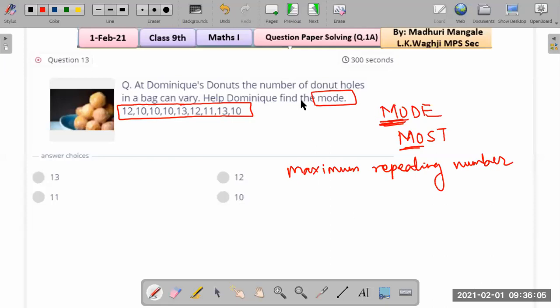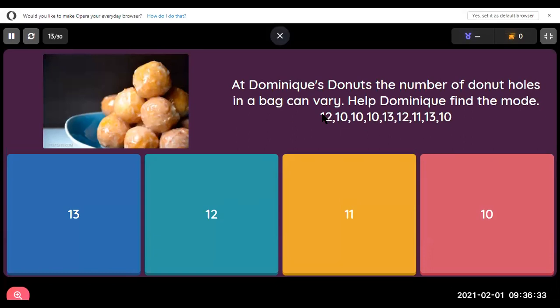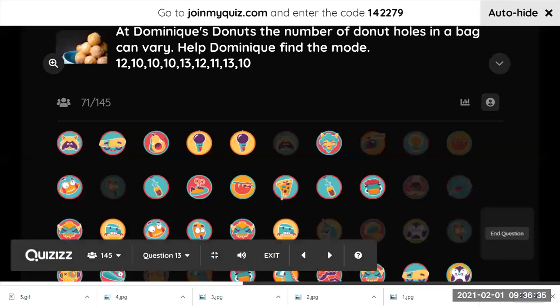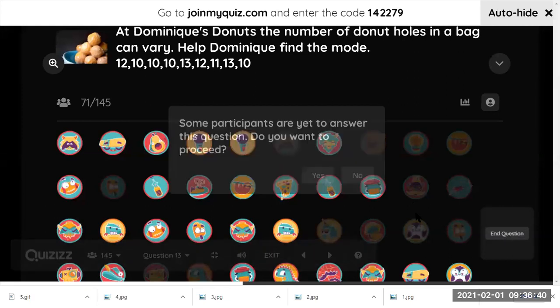All right. And you should be able to see the question like this on the quiz page. Remember, mode is the maximum repeating number. Which number is repeating maximum? Super easy. A second grade kid can also tell the answer. Nobody should get it wrong. Another 5 seconds, and I'm going to end this question. 71 of you have already answered it. Great. Another 2 seconds. And time's up.